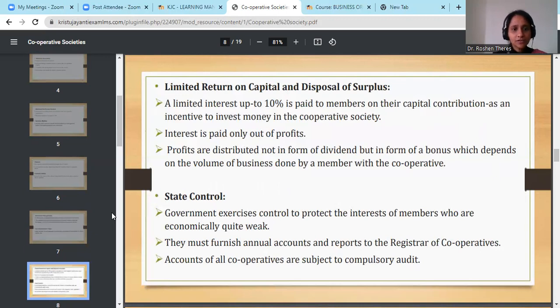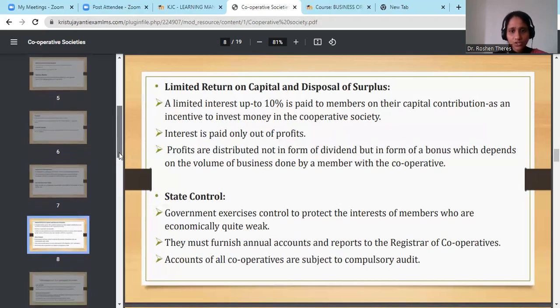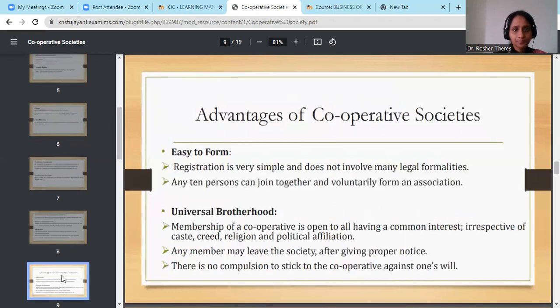So there is state control. The government exercises control in order to protect the members of the cooperative society, especially the people who are economically quite weak. They must furnish the annual accounts and reports to the registrar of the cooperatives, and the accounts of all the cooperatives are subjected to compulsory audit. There is an annual audit run by the state or by the registrar of the cooperatives.